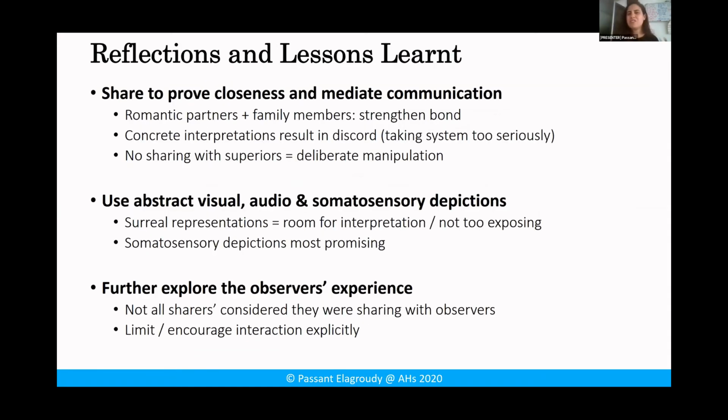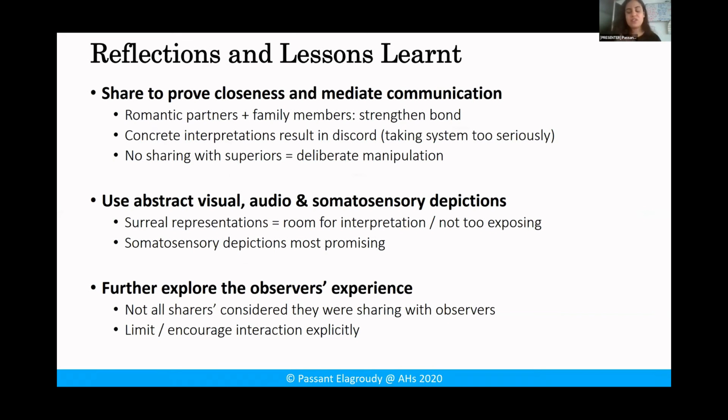So now I want to tell you about some of the lessons learned from this. Basically, we found that people share to prove closeness and to mediate communication. However, we got lots of comments about not wanting any concrete interpretations. By concrete interpretations, something like, this person has a very busy mind now, or no, they're just super calm, because they thought this is going to cause a lot of discord and conflicts in case the system is misinterpreting the state.